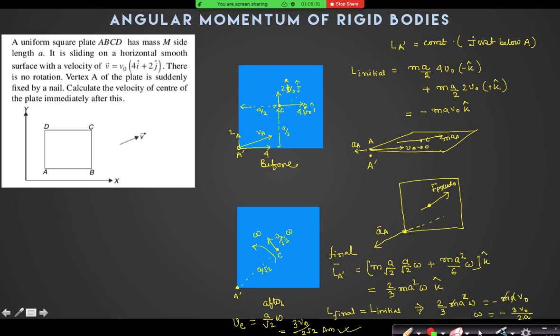Sir, can we conserve linear momentum in the direction perpendicular to the non-impulsive force? Non-impulsive or impulsive? Sorry, impulsive. Yes, definitely you can do it. But here you do not know what is the direction of impulsive force. That is why you cannot do it. Is it okay, everyone? Ask me if there is any doubt.